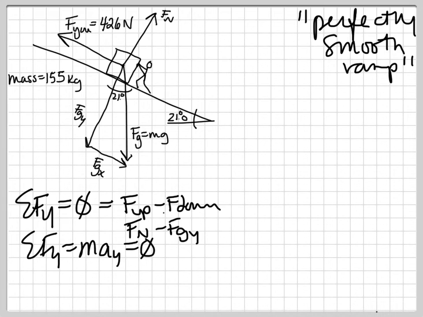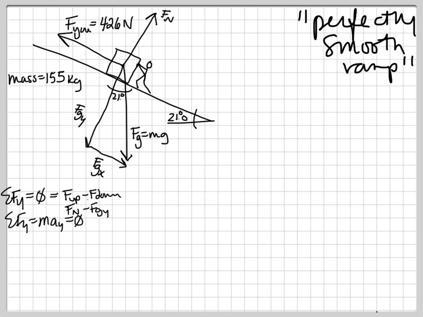Only on the y-axis. Do not make the mistake of saying that Fn here equals Fg, because it doesn't. It equals a portion of Fg. All right, so we've done this little note to self, and we're going to set that aside.